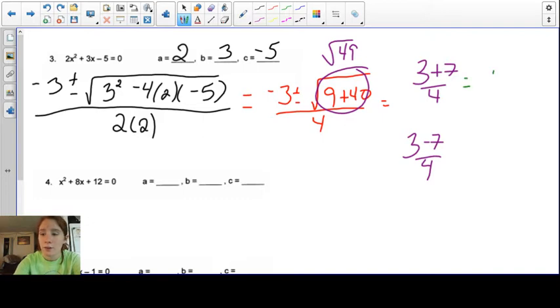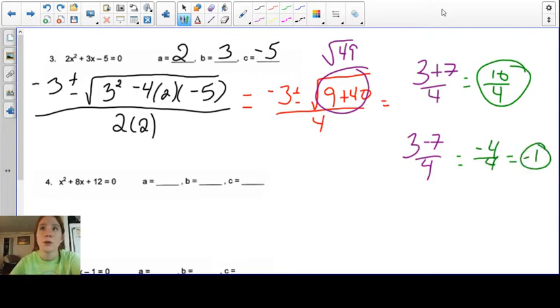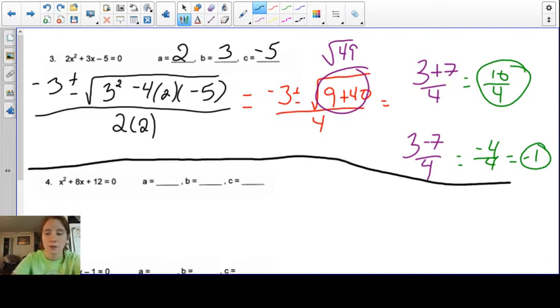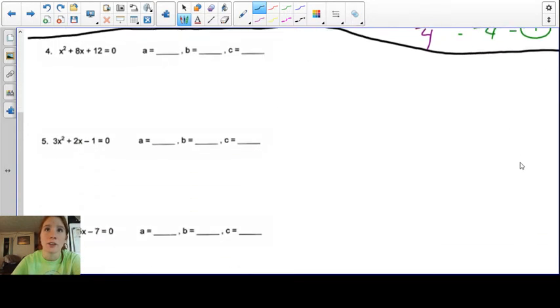So this is going to give me 10 over 4. That's not going to be pretty. And this is going to give me negative 1, because it's negative 4 over 4. So those are my two answers. Yay! I'm really trying to make these straight lines. It's not really working out though.